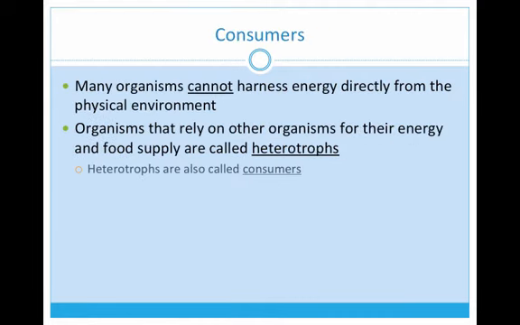Now, when you move from producers through the process of making food, you have on the other end consumers. Many organisms, like us, can't harness energy directly from the physical environment. And organisms that rely on other organisms for their energy and food are called heterotrophs. Heterotrophs are also called consumers. Consumers, producers, autotrophs, and heterotrophs are terms that should be reviewed for you.